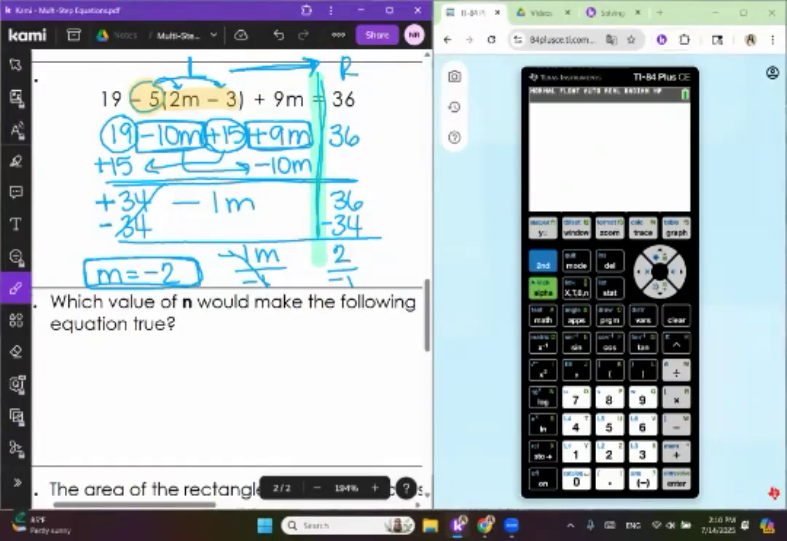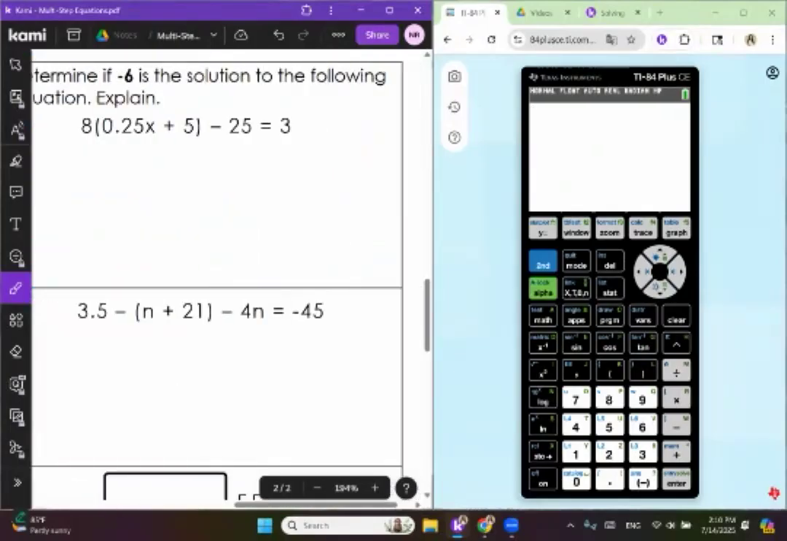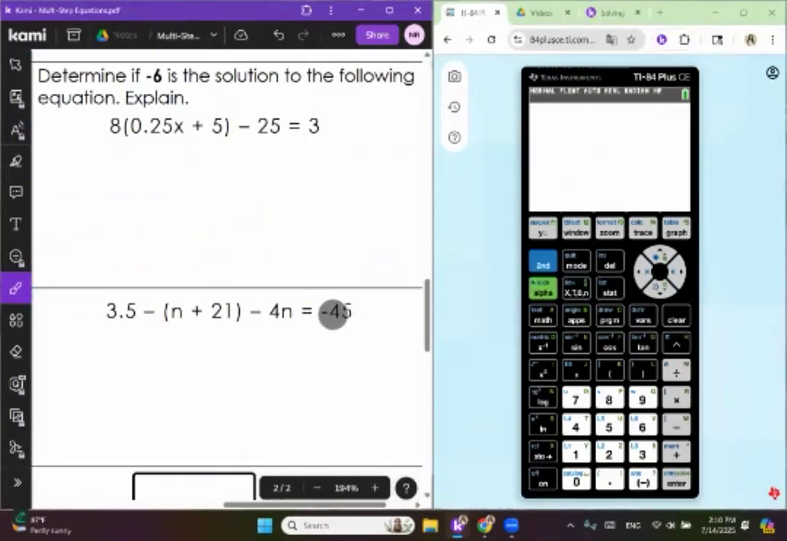Number 6. Determine if negative 6 is the solution to the following equation. Explain. You can do this one of two ways. You can either solve the equation and see if it gives you a negative 6, but a faster way is when they give you an option, because they are giving us the option of negative 6, and the only thing we have to do is say yes or no. It is a solution, yes, it's an answer. No, it's not an answer.